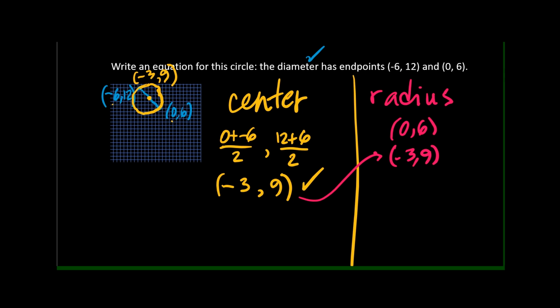So 0 minus negative 3 gives me a 3 squared. 6 minus 9 is a negative 3 squared. Doesn't matter, it's still 9 plus 9. So that is either, we could think of that as a square root of 18, or if we were interested in simplifying, that's actually square root of 9 times square root of 2. Square root of 9 is 3.